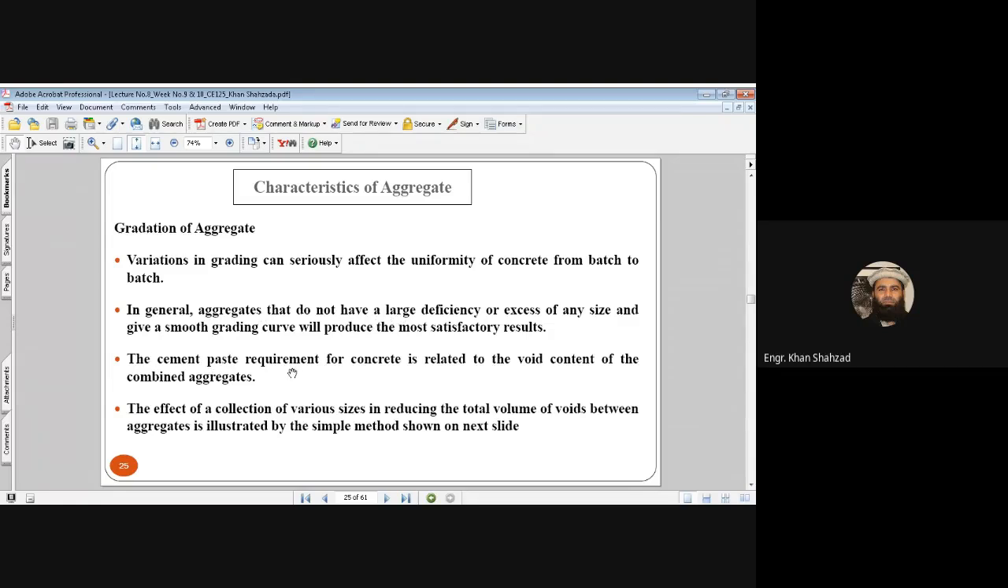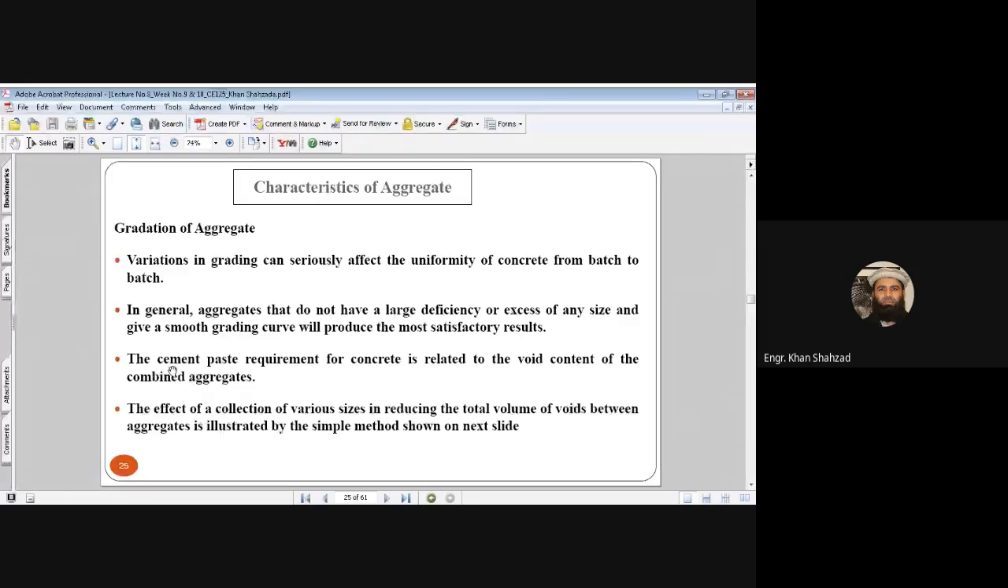The cement paste requirement for concrete is related to the void content of the combined aggregates. If you have more voids in the aggregates, then you will need more cement paste. If you need more cement paste, then you are affecting the economy of the concrete. If you have fewer voids in the aggregates, then you need less cement paste. When you need less cement paste, you are making the concrete economical.